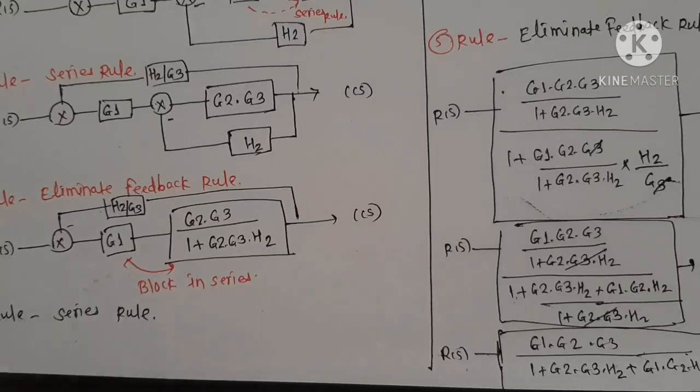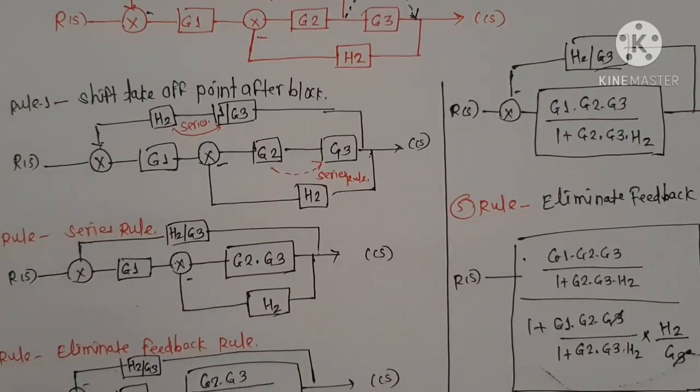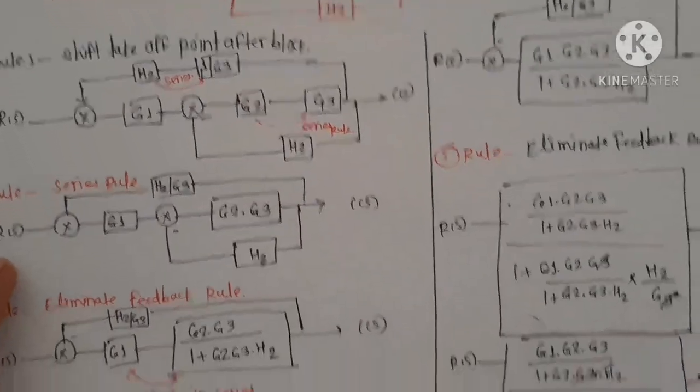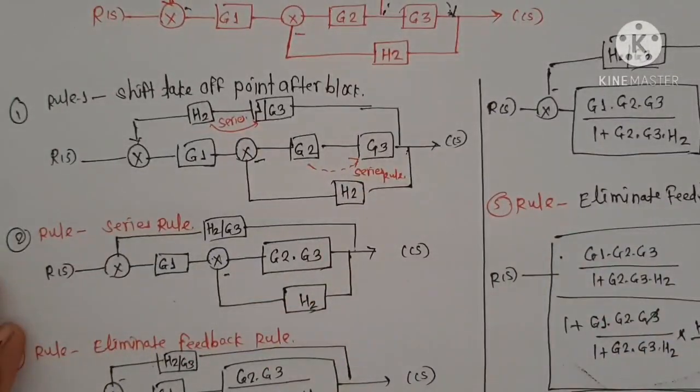In the next lecture we will see the next topic, that is signal flow graph. So this is all about finding the transfer function using block reduction rules.